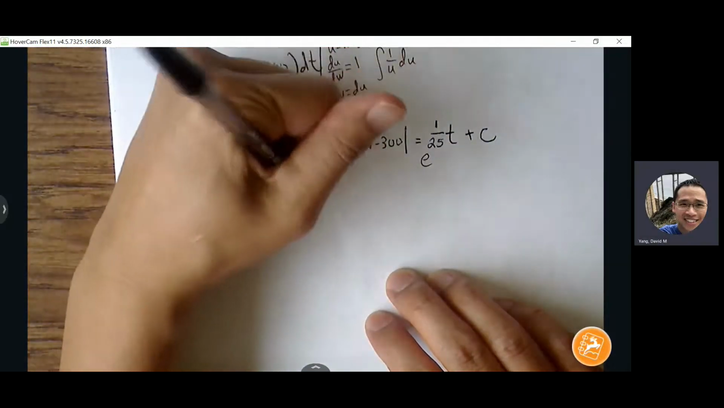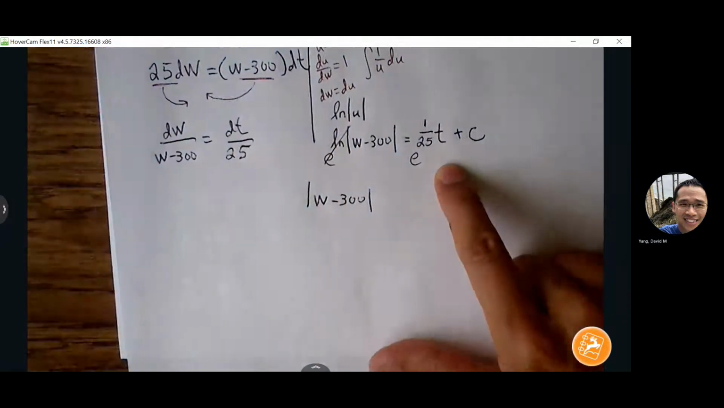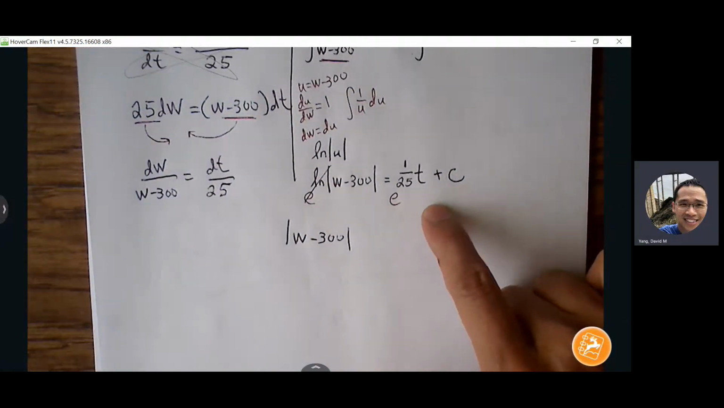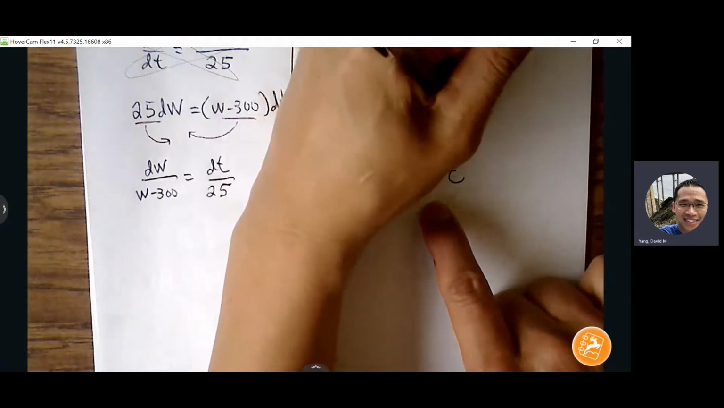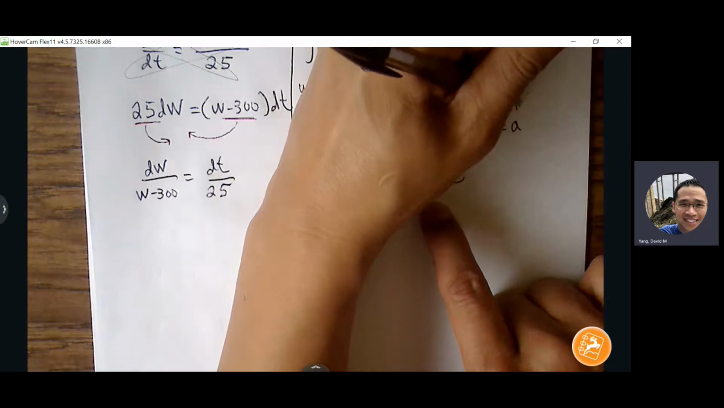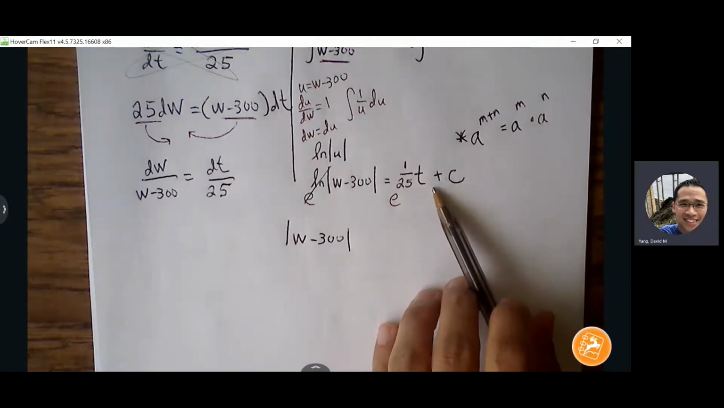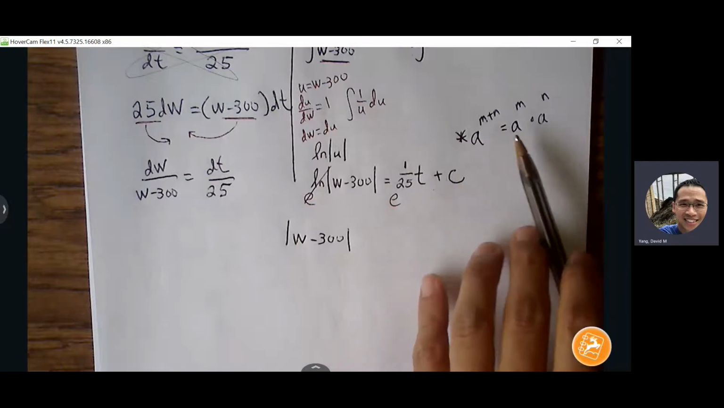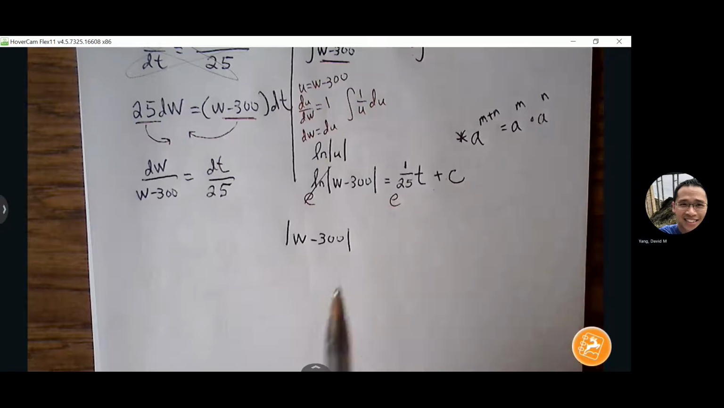E and natural log cancels out. I'm left with absolute value of w minus 300. Okay, we talked about how we can expand this out or clean this up a little bit. We're using this exponent property, a to the m plus n can be expanded into a to the m times a to the n. So this plus sign in the exponent can be brought down as a product of 2 bases.